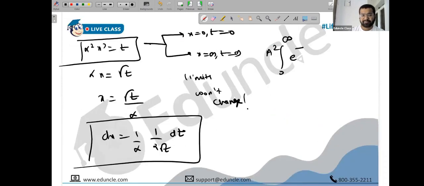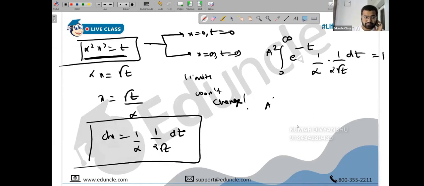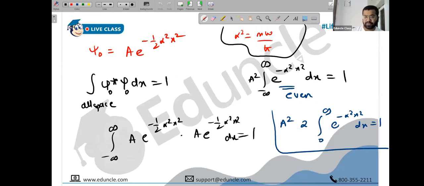Then what do we have? E raised to minus alpha square x square, that's t. I've just written alpha square x square, see. And what is dx? dx is 1 upon alpha into 1 upon 2 root t dt. Now this is a simple gamma function, people. So I can simply say 2a square, right? 2a square. Achha, haan, yes, we converted this into that even function. Thank you.